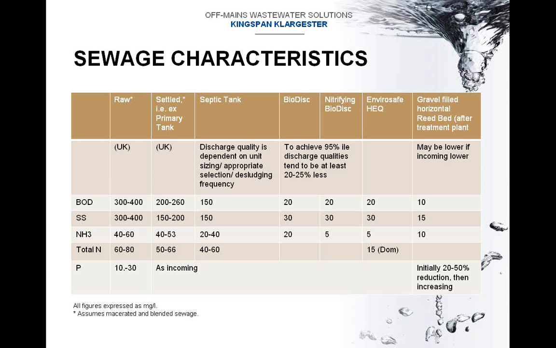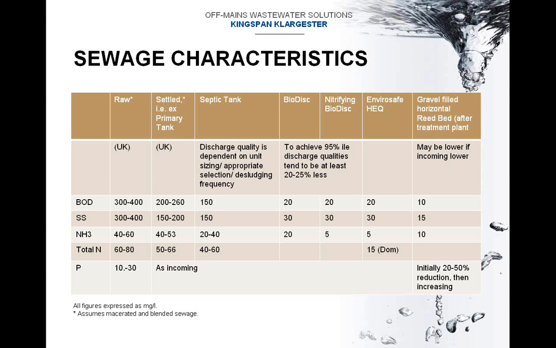In a septic tank, this can reduce down to 150 milligrams per litre. However, in some septic tanks, the BOD may increase due to the sewage going septic. In a treatment plant, we try to get the BOD levels down to 20 milligrams per litre. In suspended solids, again in raw sewage, the quantity is 300 to 400 milligrams per litre. In a treatment plant, we can get this down to 30 milligrams per litre.